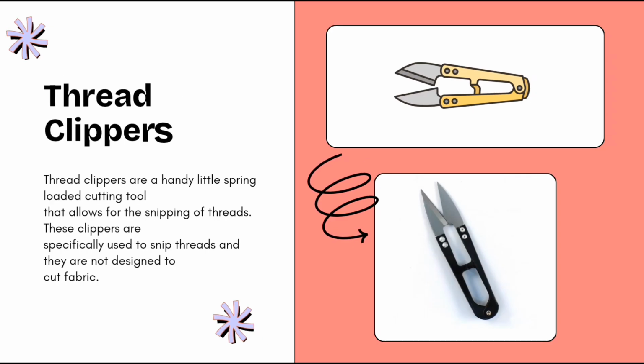So pinking shears are specialized scissors with serrated blades that create a zigzag or sawtooth edge when cutting fabrics. Another example of cutting tools is thread clippers. Thread clippers are a handy little spring-loaded cutting tool that allow for the snipping of threads. These clippers are specifically used to snip threads, and they are not designed to cut fabric. So thread clippers are designed for precision cutting and trimming of threads.